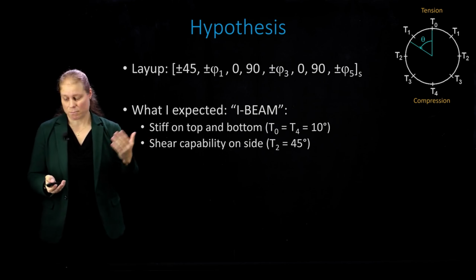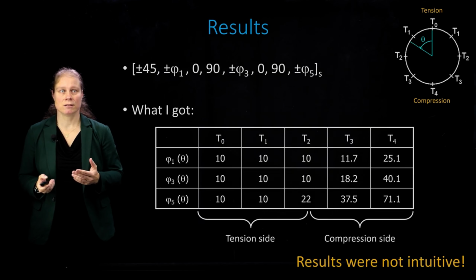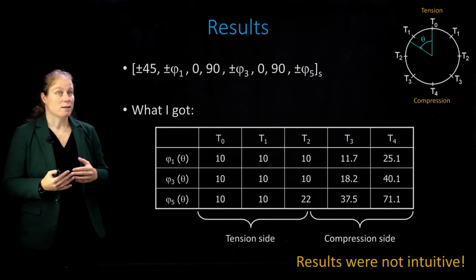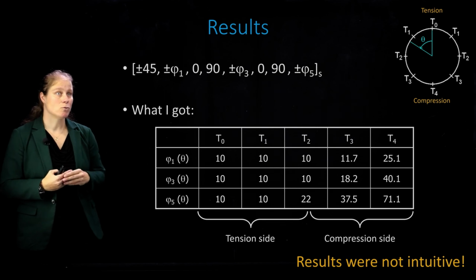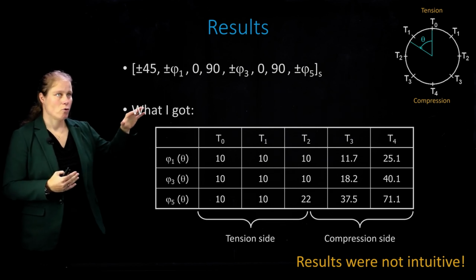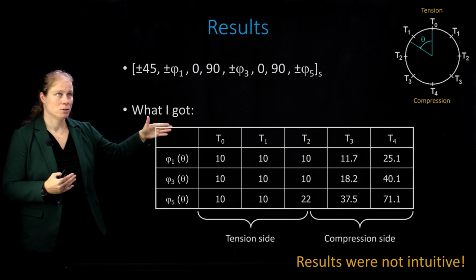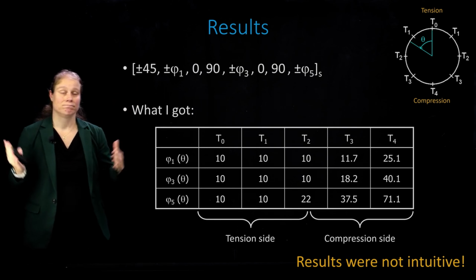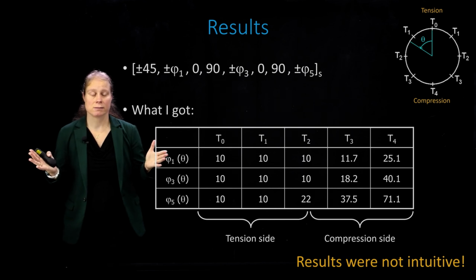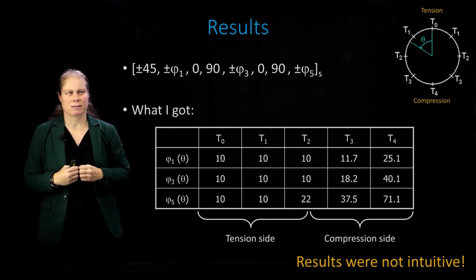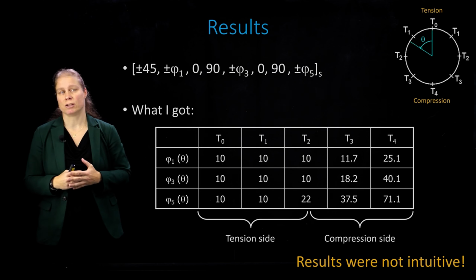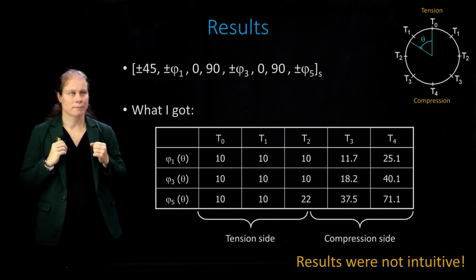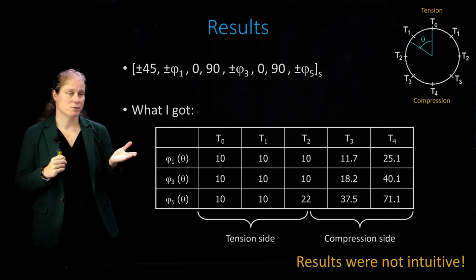Now then, I did my optimization, and I looked at the results. And so, what did I get? I had 3 steered layers, and all of them had small angles for T0 through T2. So basically, the top half of my cylinder was very stiff. Great, that's what I expected, right? But I also expected kind of more like 45-ish numbers on the sides, T2. And that's not what I see here. They're still pretty small numbers.